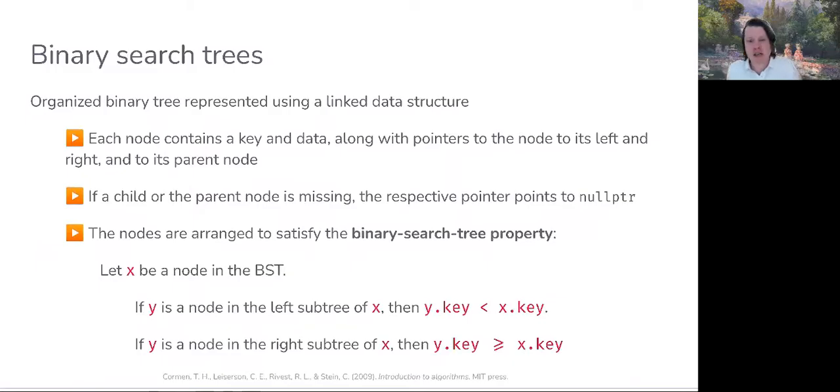So again, the binary search tree property is simply saying, okay, let X be a node in the BST. And this is kind of recursive, so starting from the root down, right? Each subtree has to respect the binary search tree property for the entire tree it's a part of. So if X is a node in our binary search tree, and Y is a node in the left subtree of X, then Y is going to have a key value that is less than X's key value. If Y is a node in the right subtree of X, Y is going to have a key value that's greater than or equal to that of X.